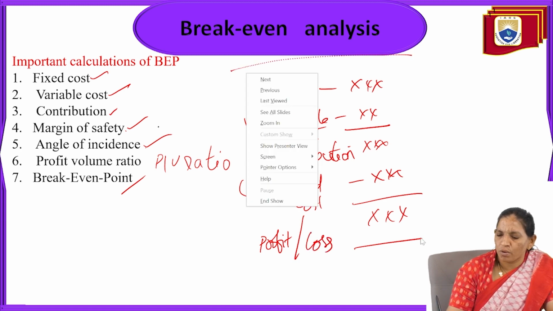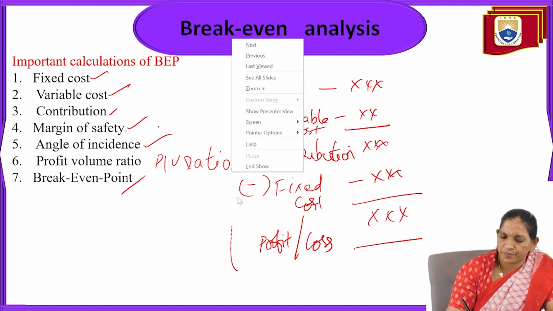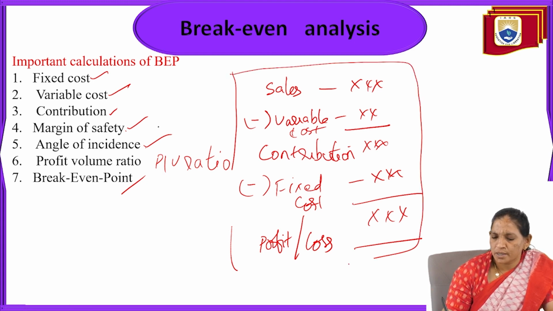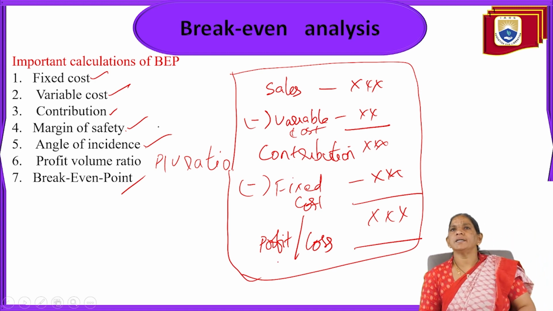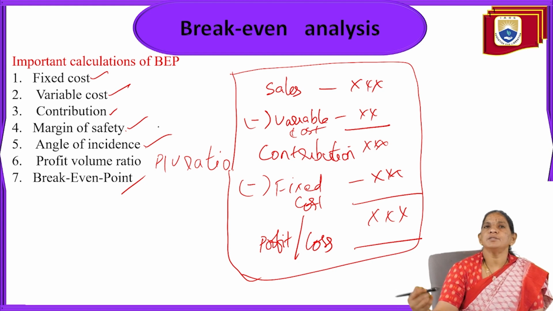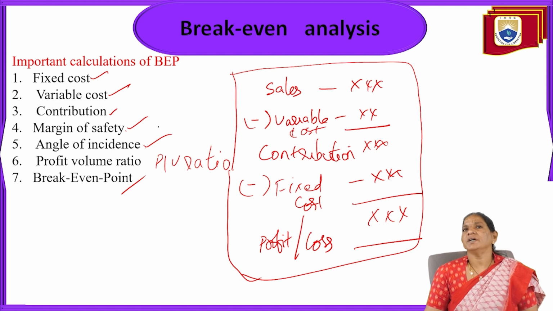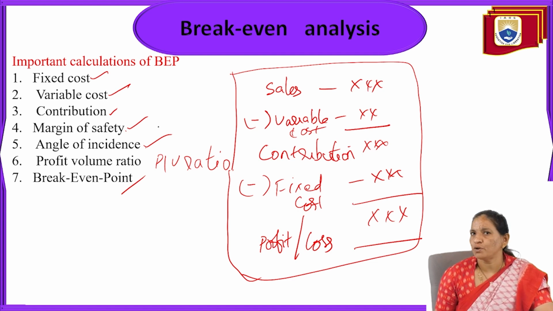So this is called the statement. Without certain formulas, a simple break-even analysis is by calculating sales minus variable cost, and the organization will get the contribution. Why do I say variable cost here? It is only the changeable cost. If the units change, the fixed cost will be constant for a certain level of production.